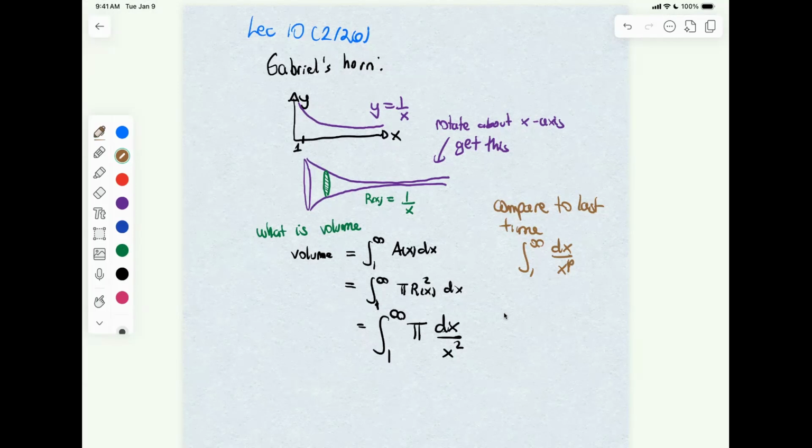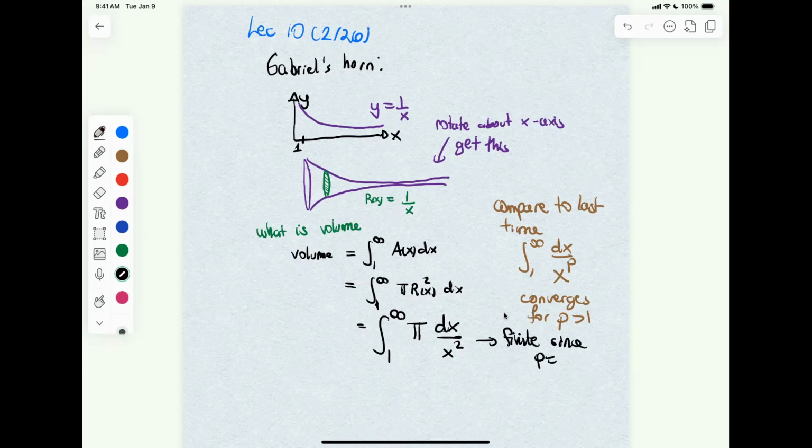So this integral, let me just write this a little bit better. The integral of 1 over x to the p converges for p greater than 1, and we're in the safe zone because p is 2, which is greater than 1. So we already know that this integral is finite.